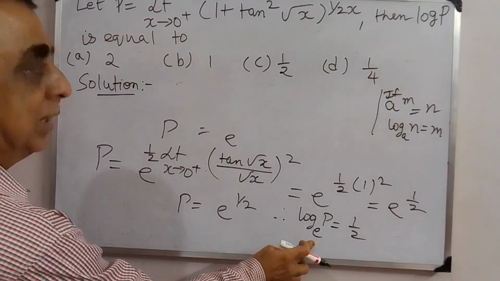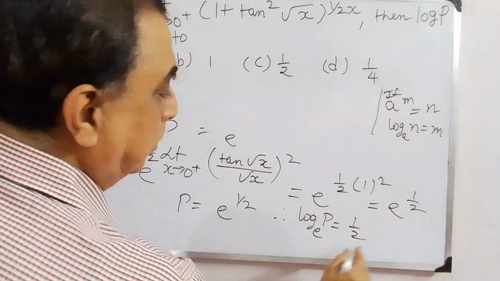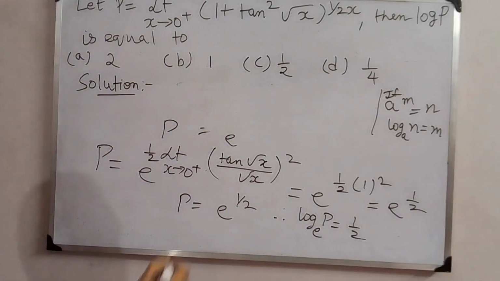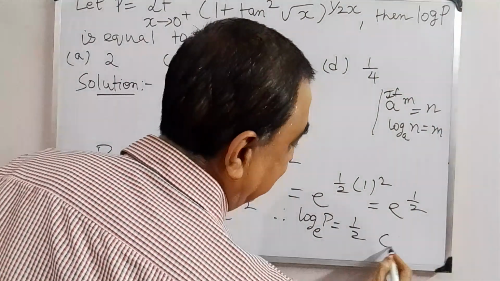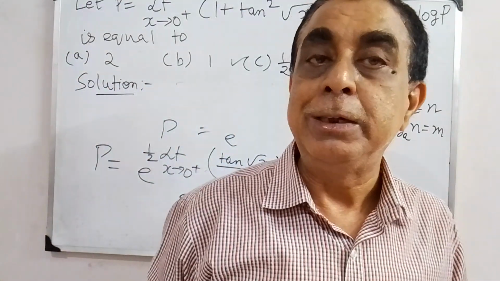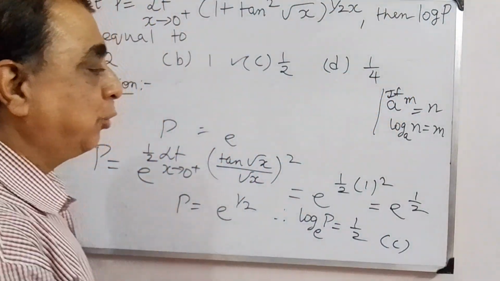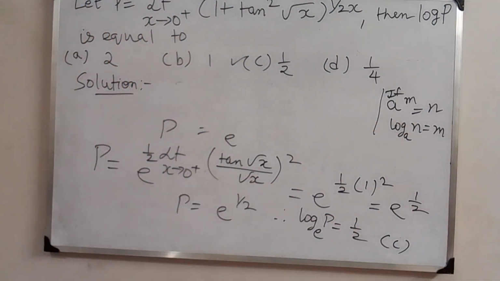So here, base e, when there is no base given, it means the base is e. So log p to the base e is half. Now check from the given options. Here c is equal to half. So the correct option is C. Okay, so this is one method of doing this sum. In another method, I have done this sum by directly using the formula.